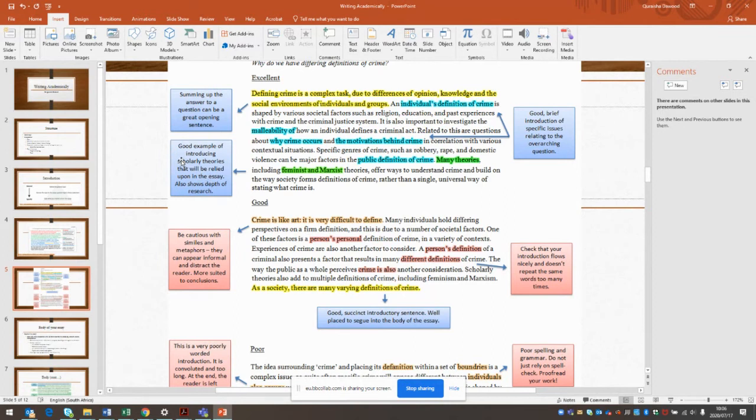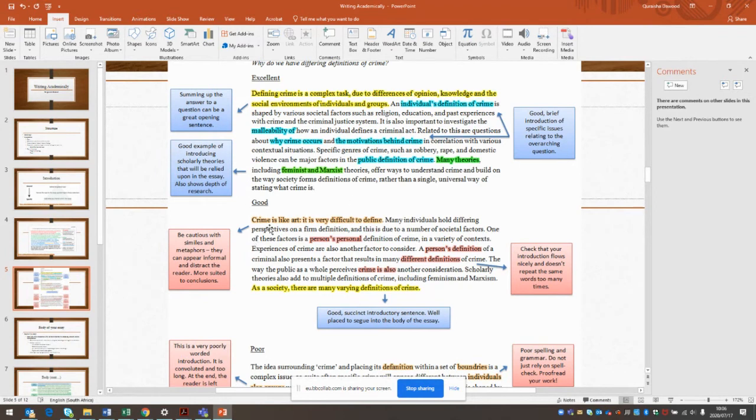So we could see here that they have brought in scholarly theories. They have read quite a bit, and these are going to be spoken about in the essay. Okay, it shows the depth of research. It also shows that they've thought about this deeply. They're looking at specific issues relating to the overarching question. Okay, so that would get a very high mark for an introduction.